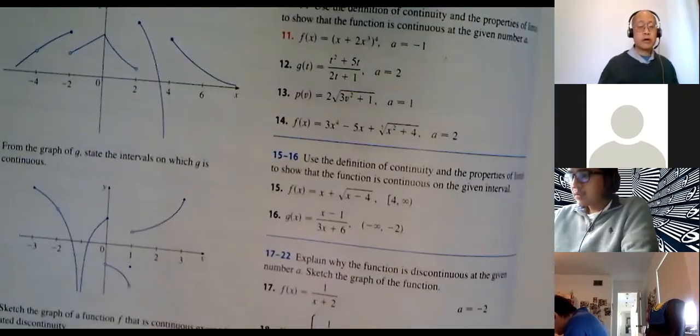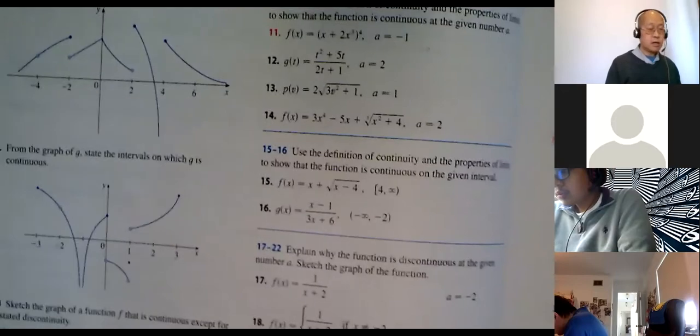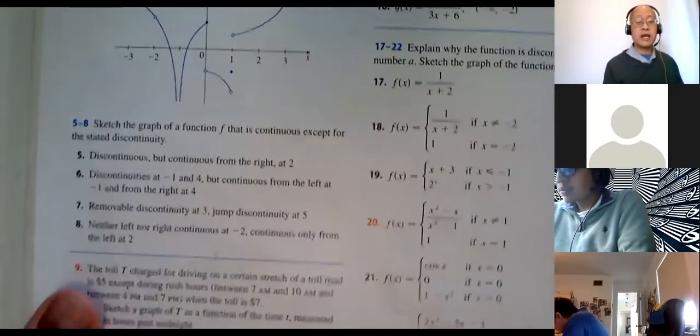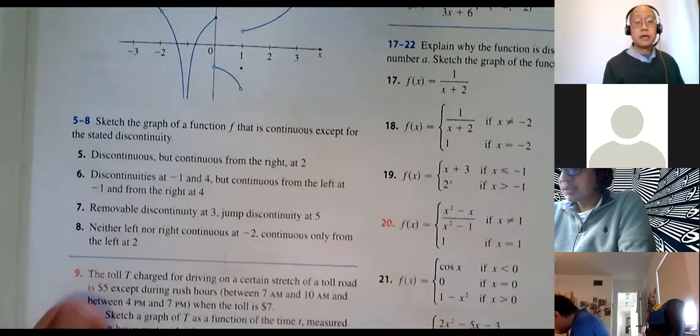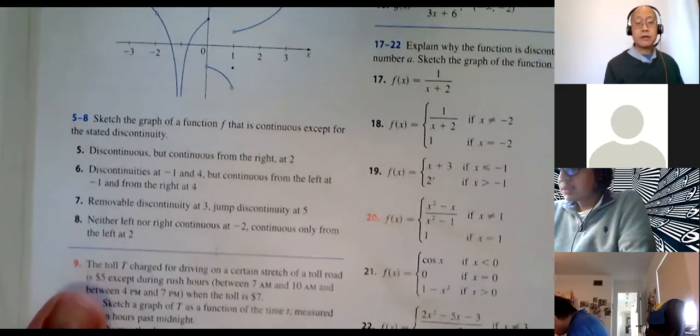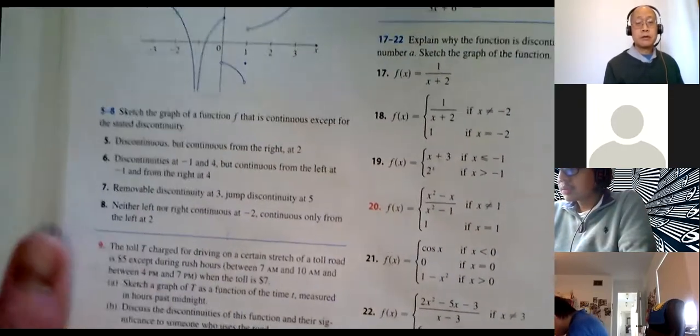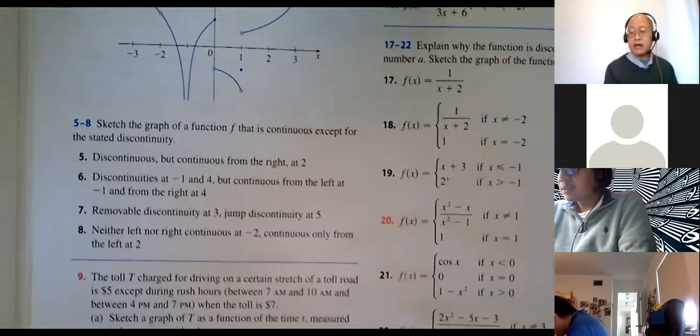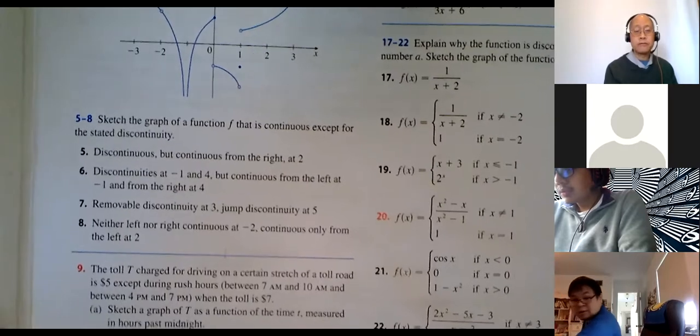Okay, so that was 4. You do something similar for 3, 6 and 8. Make up a graph that displays the following. Okay, 6. Discontinuity at -1 and 4.